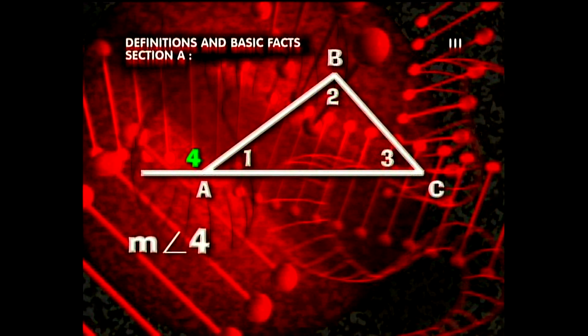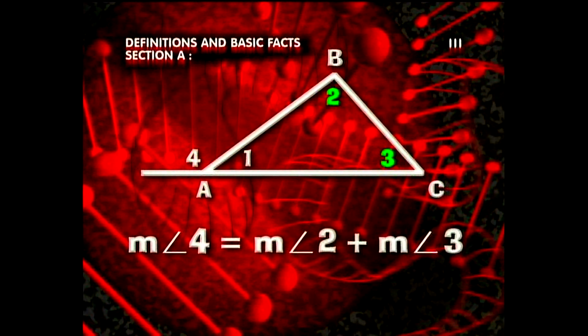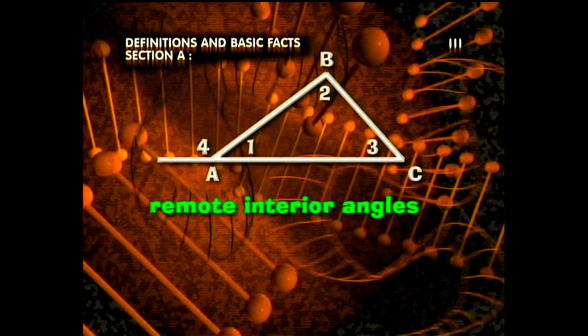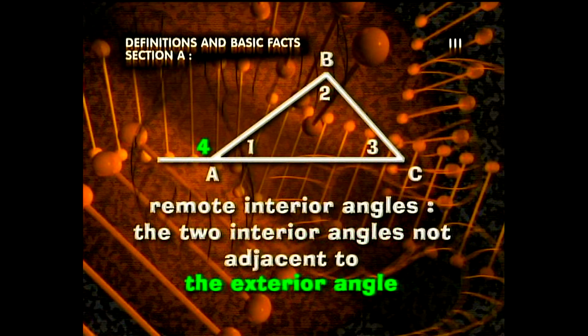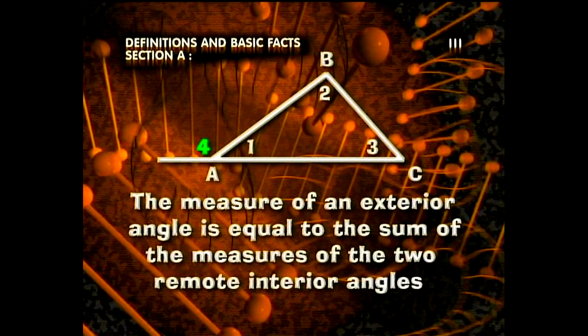Let's prove that the measure of angle 4 is equal to the sum of the measures of the 2 remote interior angles. Remote interior angles? What the? Oh yeah. Remote interior angles are the 2 interior angles, angles 2 and 3, which are not adjacent to the exterior angle, angle 4. You see? They're remote. So, the theorem we're trying to prove is, the measure of an exterior angle is equal to the sum of the measures of the 2 remote interior angles.